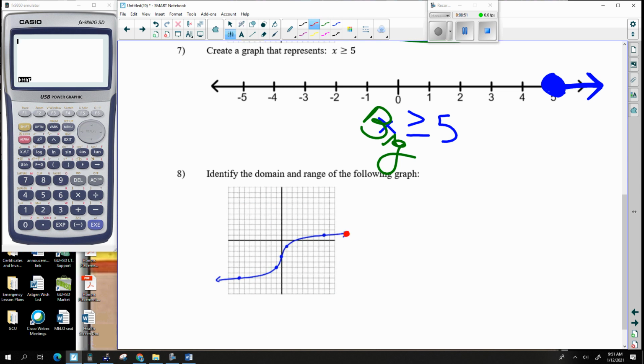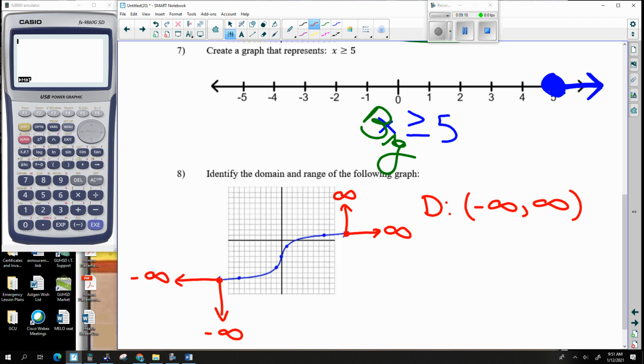Okay, so here I have an arrowhead, which is generally going in that direction. I have another arrowhead that is going in this general direction. So if it goes up, it's infinity. If it goes right, it's infinity. If it goes left, it's negative infinity. If it goes down, it's also negative infinity. All right, so the domain, which is the x, the leftist thing that I have is negative infinity. The rightist thing is positive infinity.